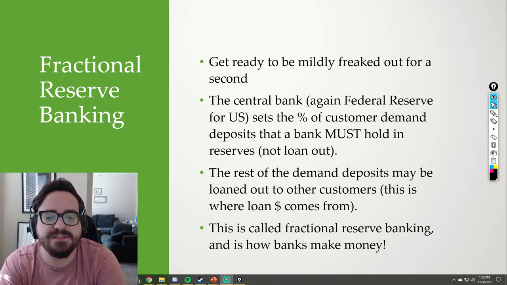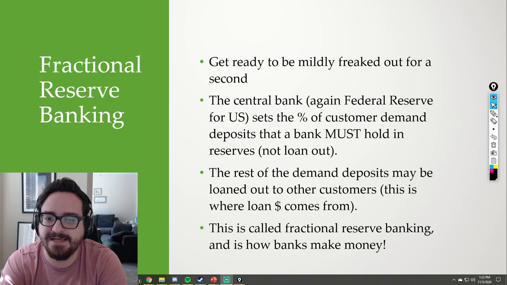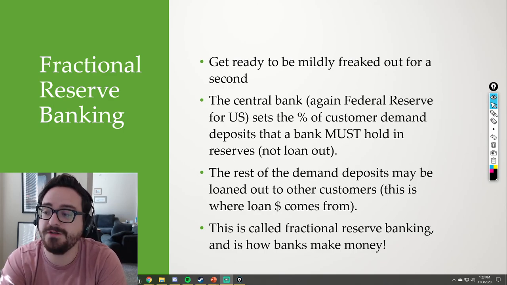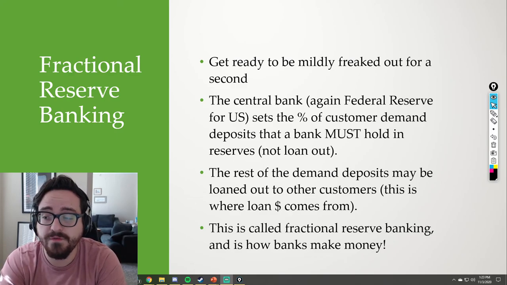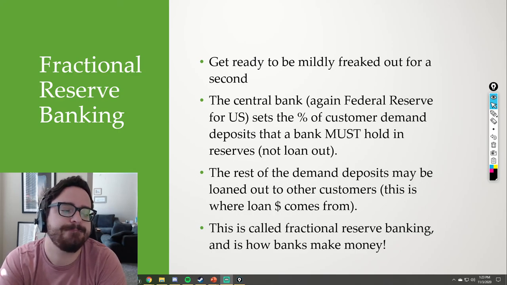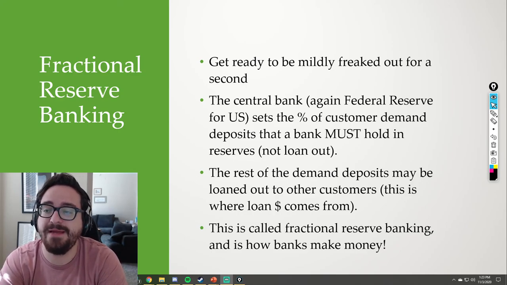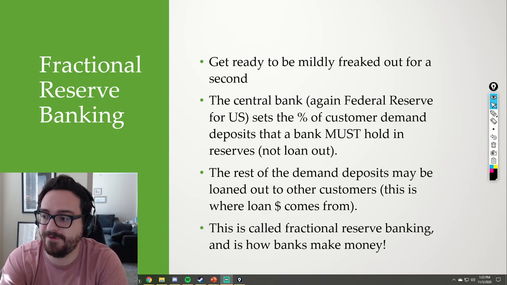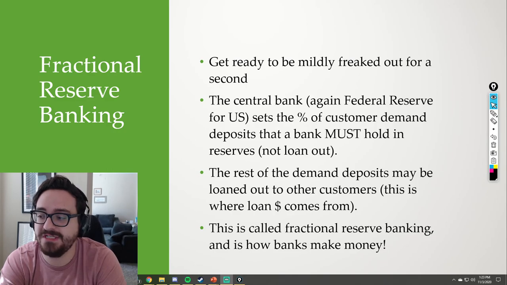That is the percentage of deposits that banks have to hold on to. Basically, when you deposit $100, the bank does not take your $100 bill and hold on to it in the vault. They only actually have to hold on to a portion of it. In America, that number is typically, depending on the year, about 10%. Meaning if you put $100 in the bank, it actually only has to hold on to $10 of it. The rest of that money, $90 out of that $100, is where loans come from. That's the money that can be loaned out to other customers.